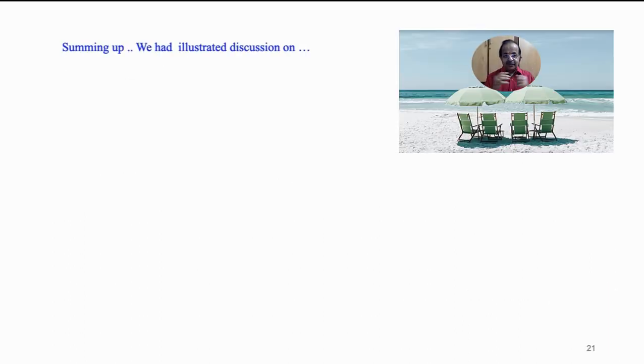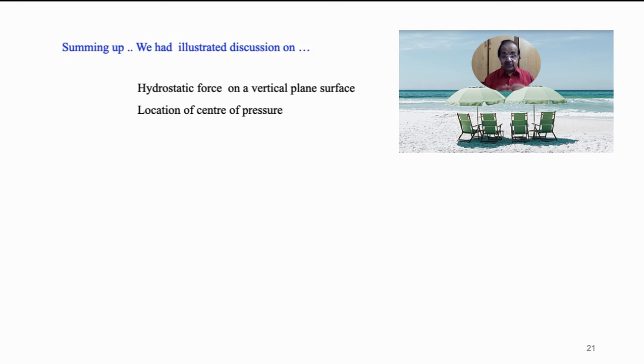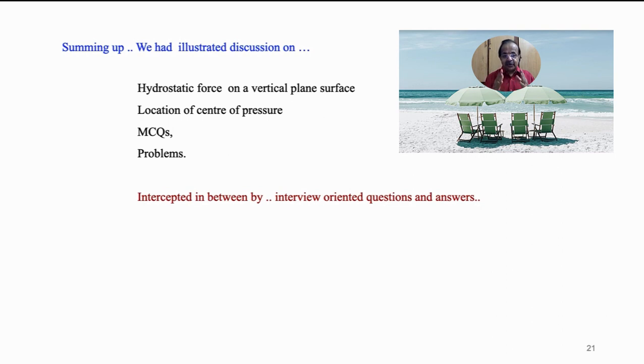Before concluding, let us sum up whatever we have discussed in this presentation. We had an illustrated discussion on hydrostatic force on a vertical plane surface, followed by location of center of pressure. Then we had a discussion on multiple choice questions. Then we worked out a few problems in between intercepted by questions that may be most probably asked in the interviews.